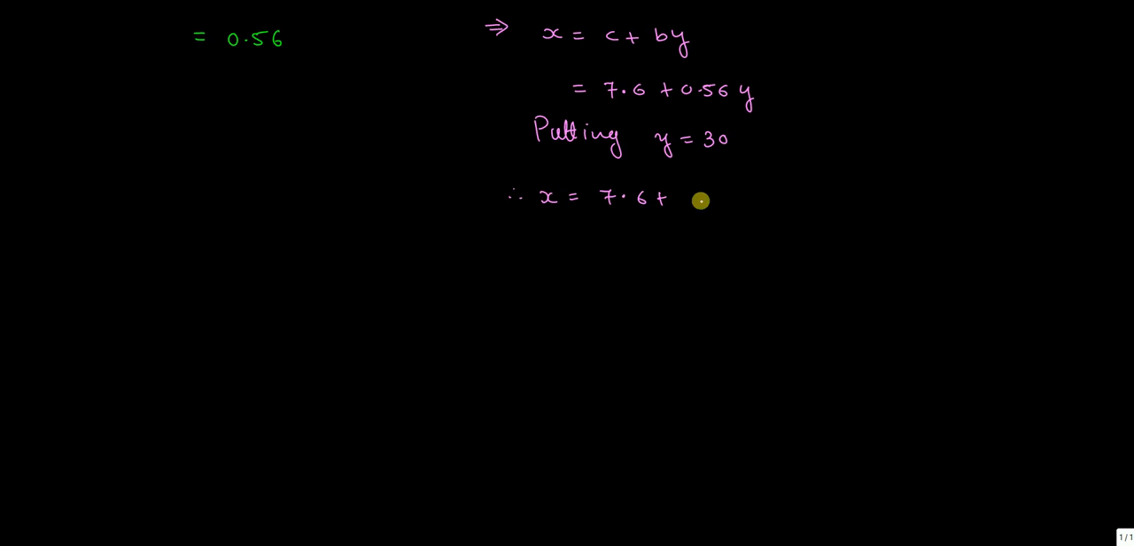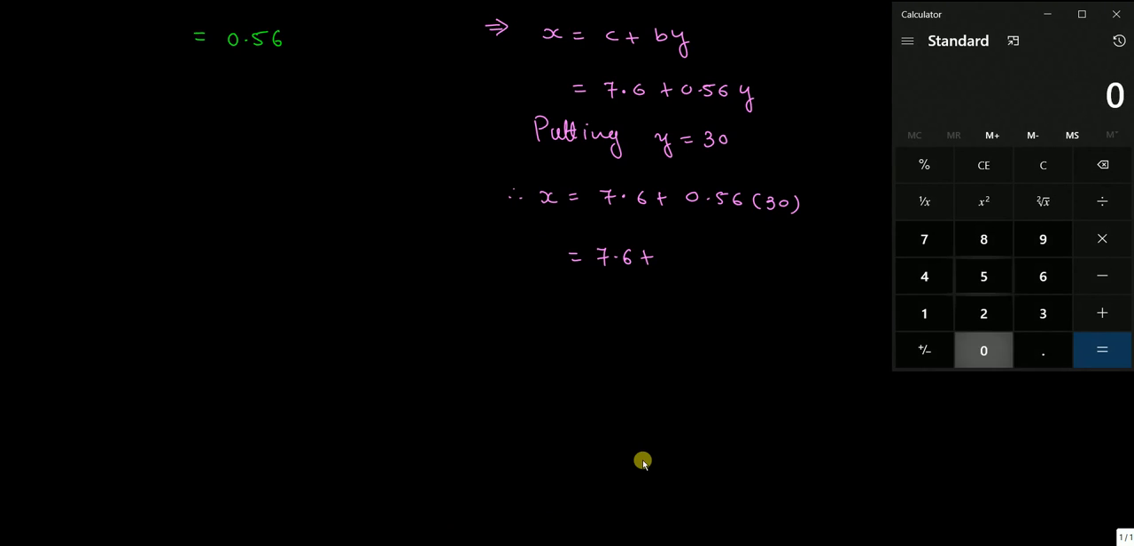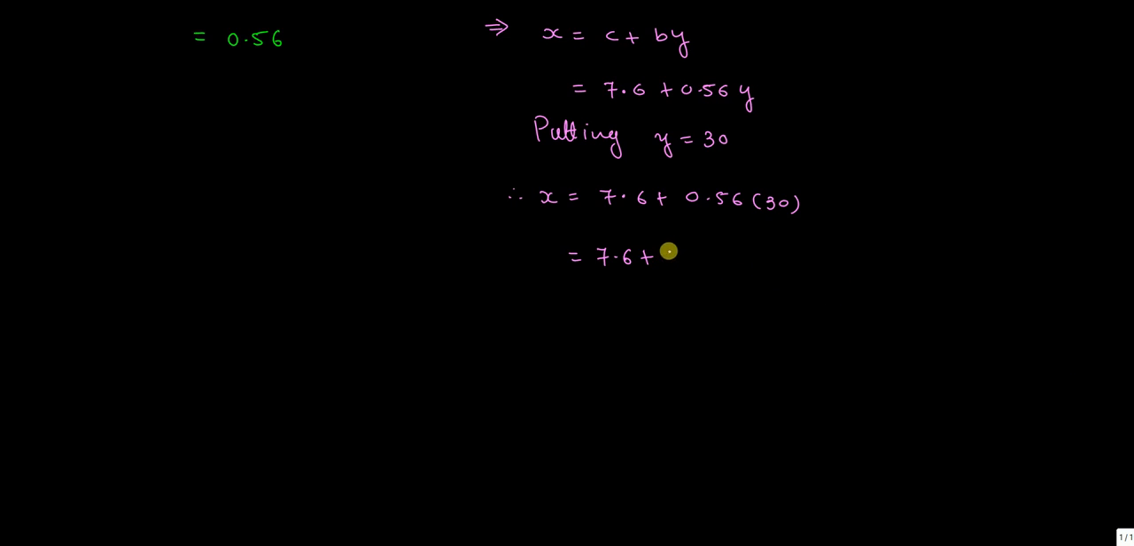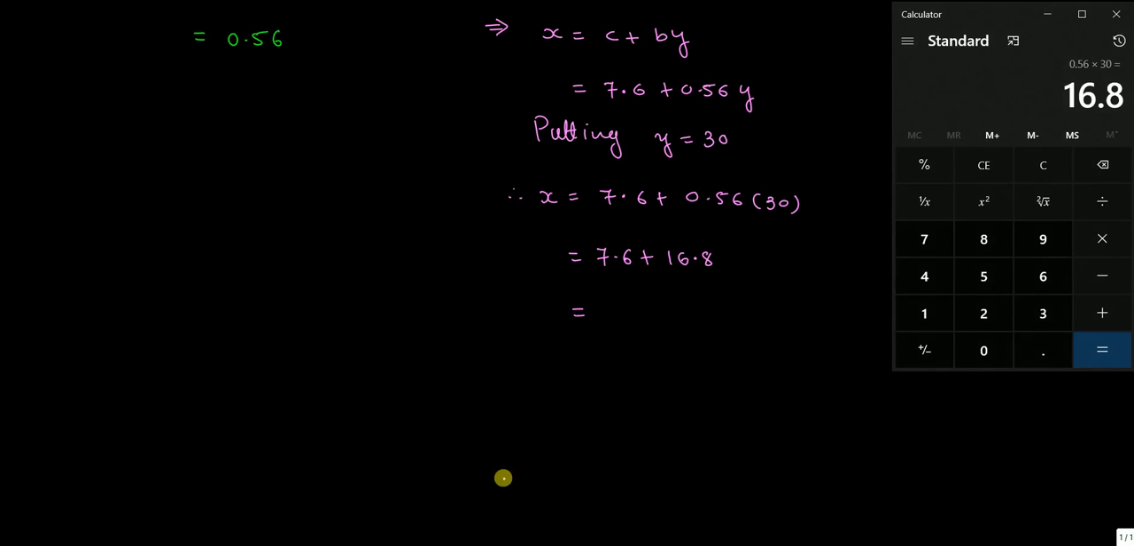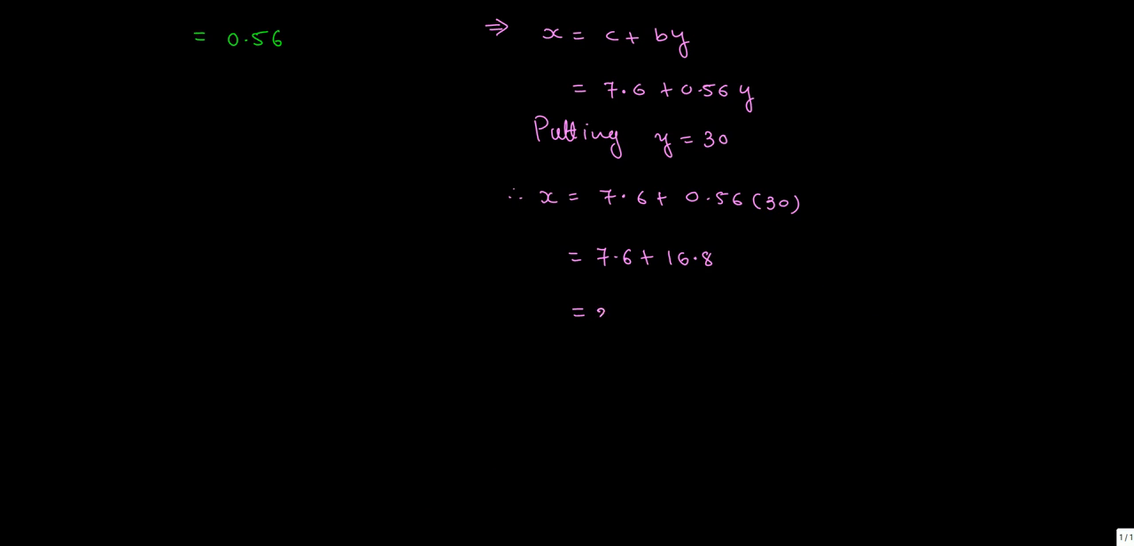Therefore, x equals what? 7.6 plus 0.56 into 30 equals 7.6 plus 0.56 into 30. It gives us 16.8. The total of both the amounts, plus 7.6, is 24.4. Therefore, x equals 24.4, which is our final answer.